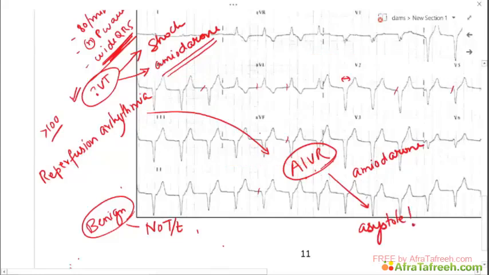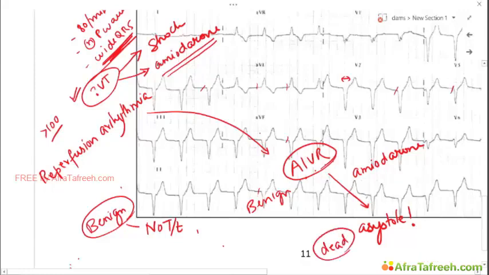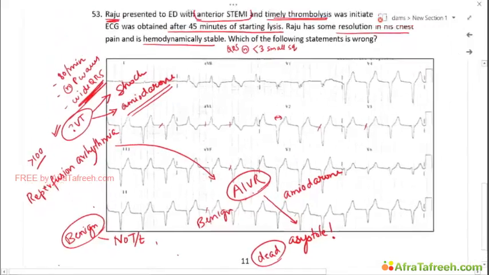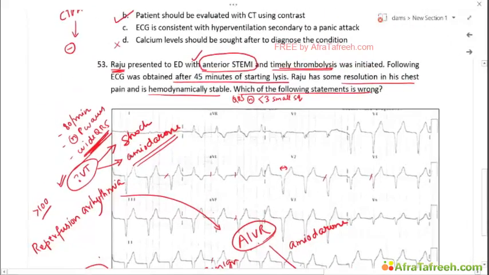Okay, and the patient will be dead. From being benign to being dead. So not only do you not have to treat it, rather you should avoid treating it. Okay, this is an important thing. So let's see what the question states. Which of the following statements is wrong now?